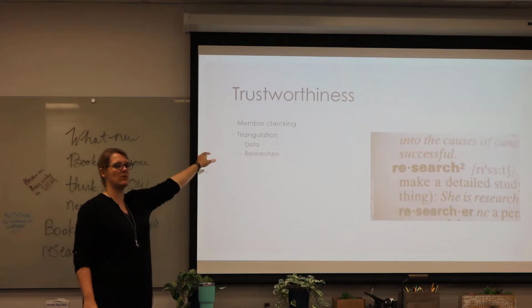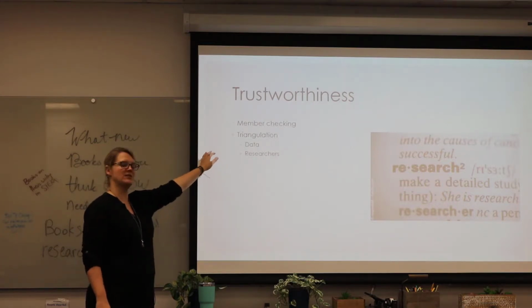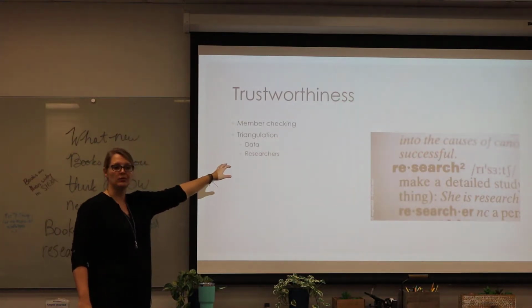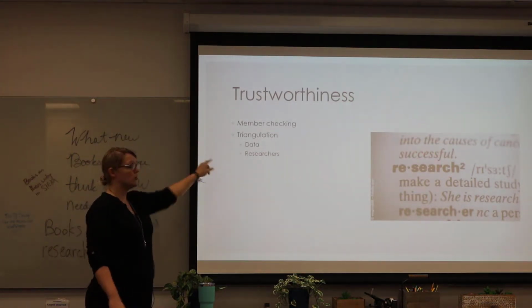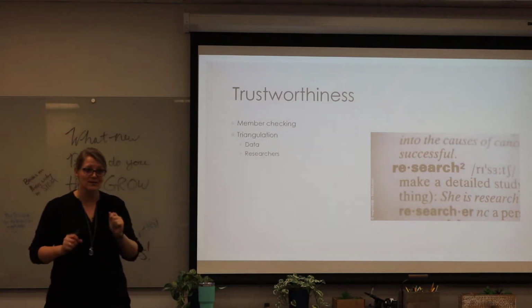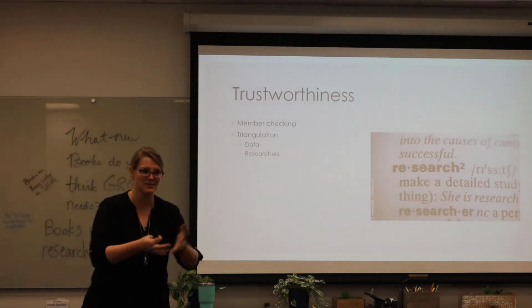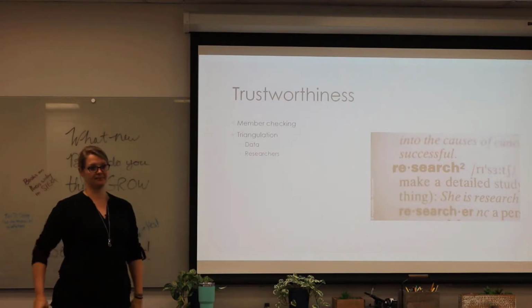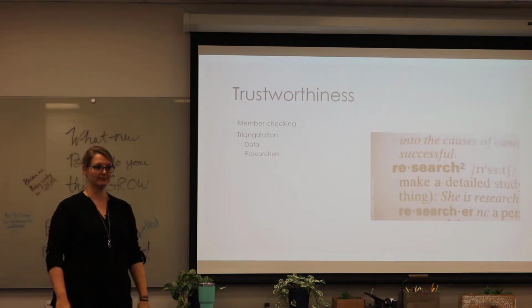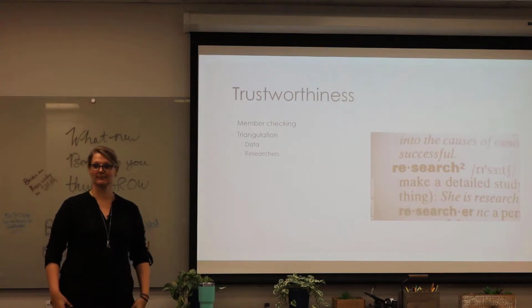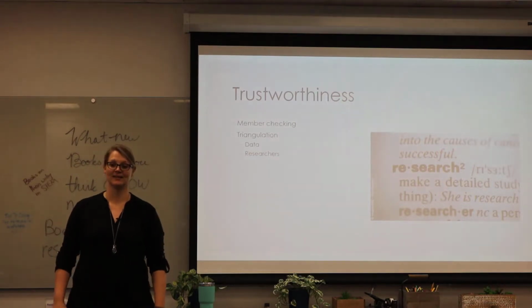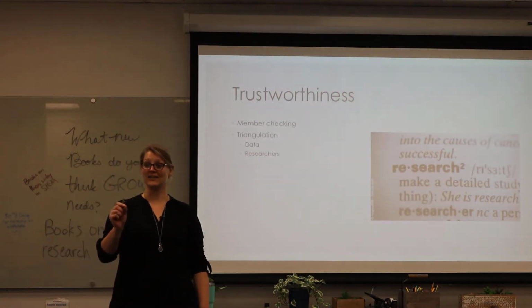Instead of doing a triangulation of data, you maybe could member check. Or you could also do a triangulation of researchers. What does that mean? We've talked about triangulating the data. Is that, I think this is right, does my research match what other researchers have done? Not done, but does it connect? Kind of.